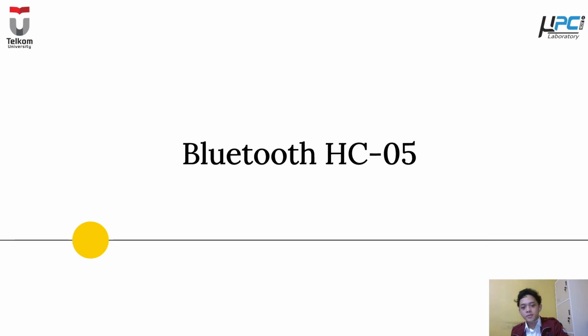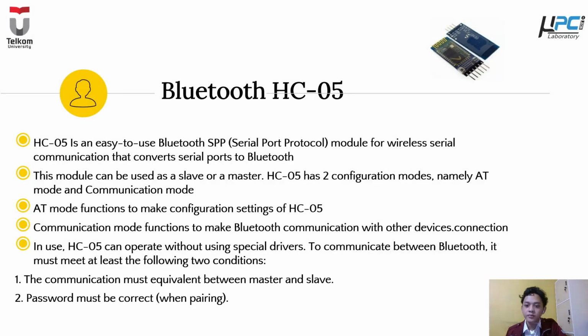Now we're going to learn about Bluetooth HC05. HC05 is an easy-to-use Bluetooth SPP or Serial Port Protocol module for wireless serial communication that converts serial ports to Bluetooth. This module can be used as a slave or master. HC05 has two configuration modes, namely AT mode and communication mode. AT mode functions to make configuration settings for HC05, and communication mode functions to make Bluetooth communication with other device connections.